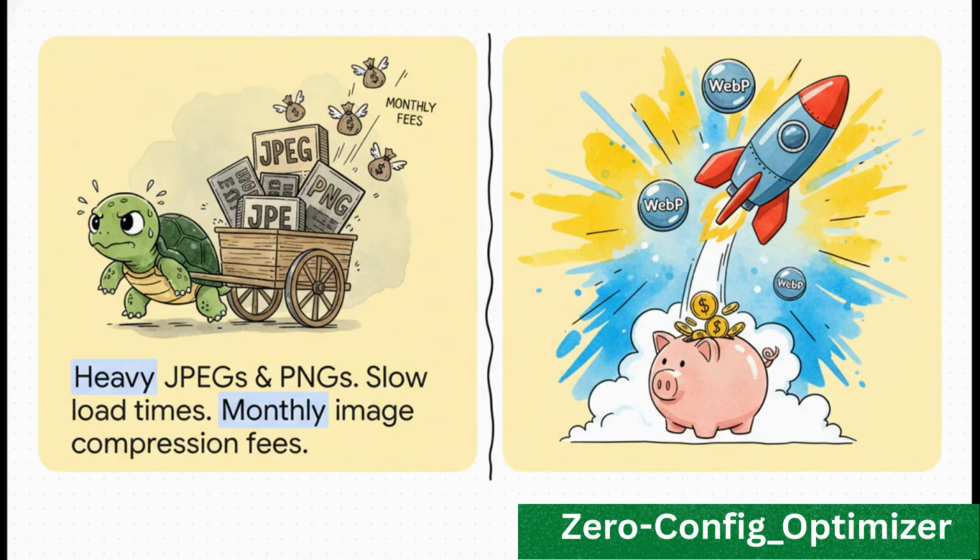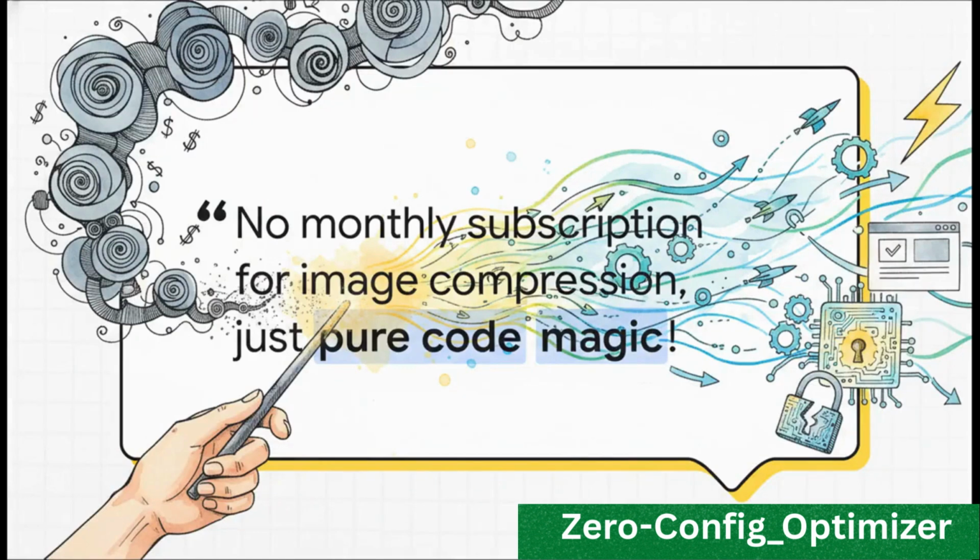And just look at the difference here. This is a total transformation. You go from a world where you have these heavy, slow images and you're probably paying monthly fees for some other compression service to a world of instant, automatic optimization with zero ongoing costs. It's a huge upgrade, both in performance and just value. And Sandeep Gupta calls it pure code magic. Honestly, that's the perfect way to describe it. It takes a recurring cost and a boring manual task, and it just solves it forever. That's really the philosophy of this plugin in a nutshell.